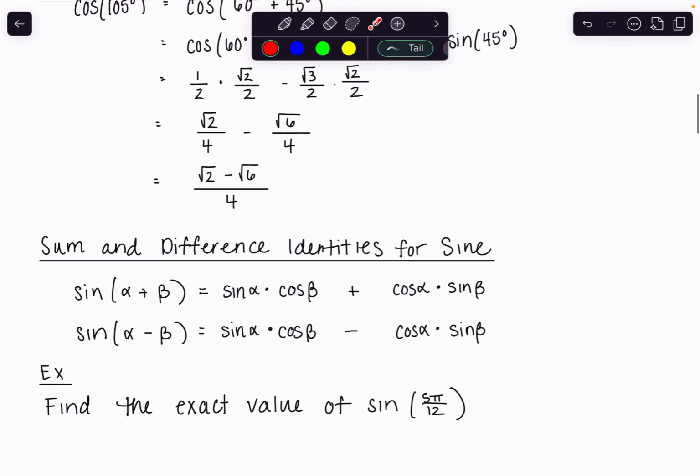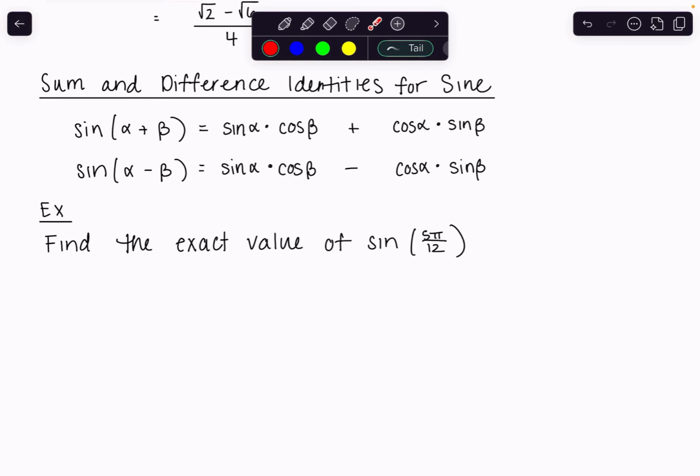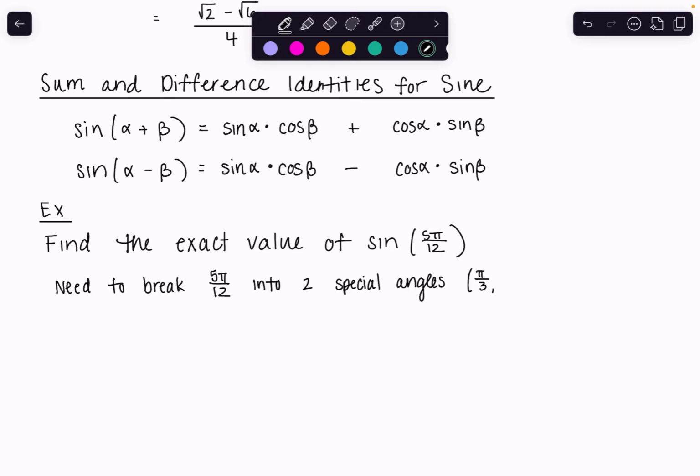What instead I want to work with is finding now sine of 5 pi over 12. Because when we're working in radians, not as straightforward as when we're working in degrees. So what I need to do is I need to break this angle into 2 special angles. So again, that's something dealing with pi over 3, pi over 4, pi over 6, or some multiple of it.